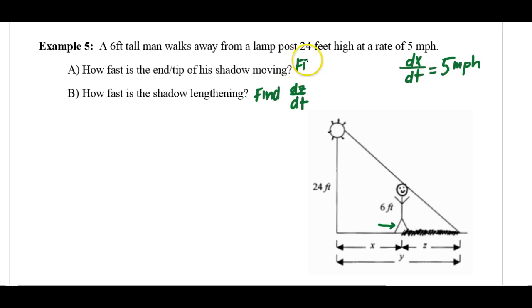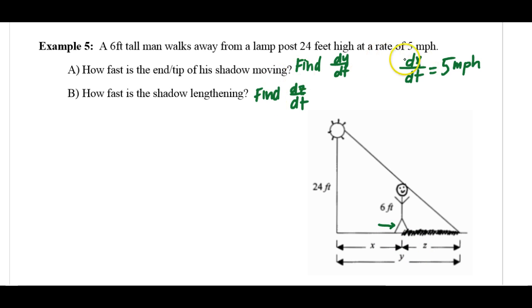And again, this is all just subjective to how you label it. So find dy/dt, because y is this entire length. So it's important to know the distance from the man to the light post, that distance x, dx/dt, is how fast the man's walking. The shadow itself, if I call the shadow z, dz/dt is how fast the shadow is lengthening, and y, the length from the base of the lamppost all the way to the very end of the shadow, dy/dt is how fast that tip of the shadow is moving. So it's all about understanding the different parts.